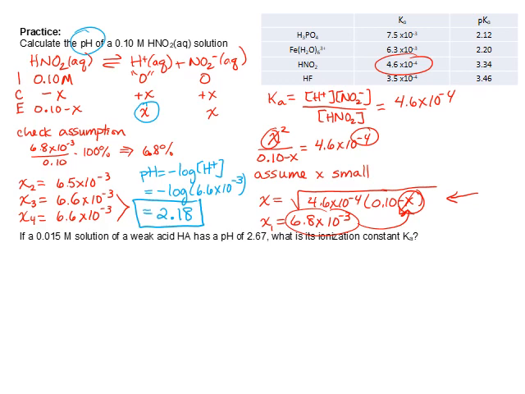Let's look at the second example. If a 0.015 molar solution of a weak acid HA has a pH of 2.67, what is the value of the ionization constant?